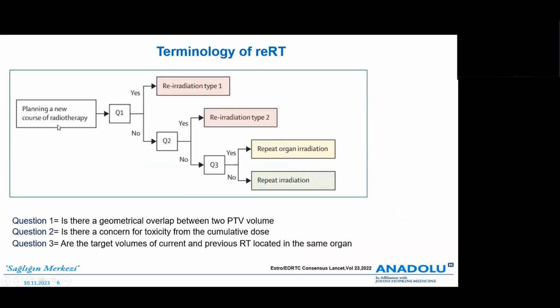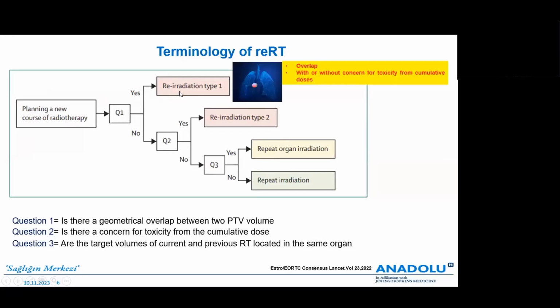You would like to plan a new course for the patient, and then you should ask the first question. Is there any geometrical overlap between the two PTV volumes? If you have an overlap, you have reirradiation type 1. What is reirradiation type 1? Reirradiation type 1 means that there is an overlap, and the doctors have a concern, or with or without concern, about the toxicities and the primary dose. This is very important. If your answer is no, then you go to the second question.